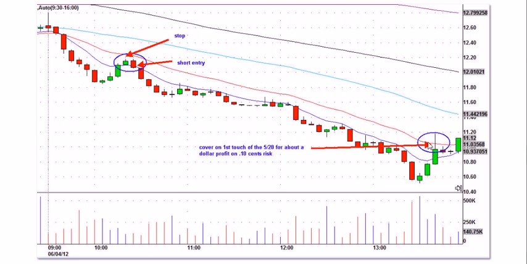But even if you just adhere to the rule and say, I'm not covering any until it hits the 520. What is that? About 1103 right there, and the short was probably around 1206, I think, if I'm not mistaken. So there's $1 in your favor. I think it was about a dime risk, and a great way to use moving averages and candlesticks in conjunction with each other. And that also works for a long.